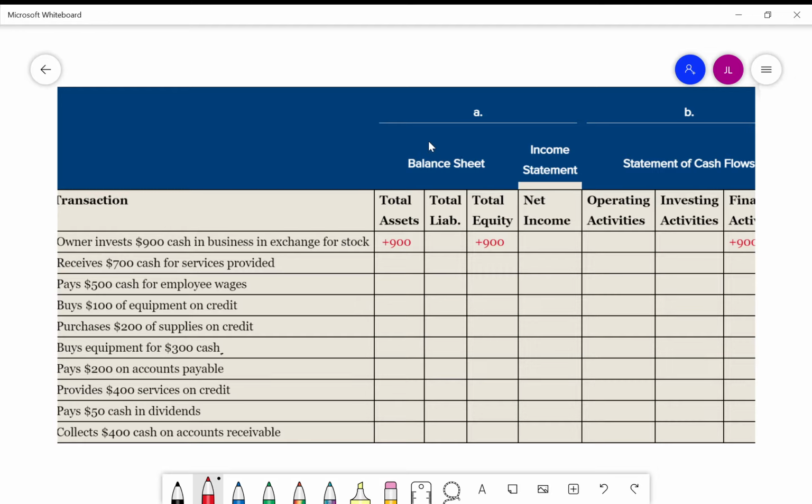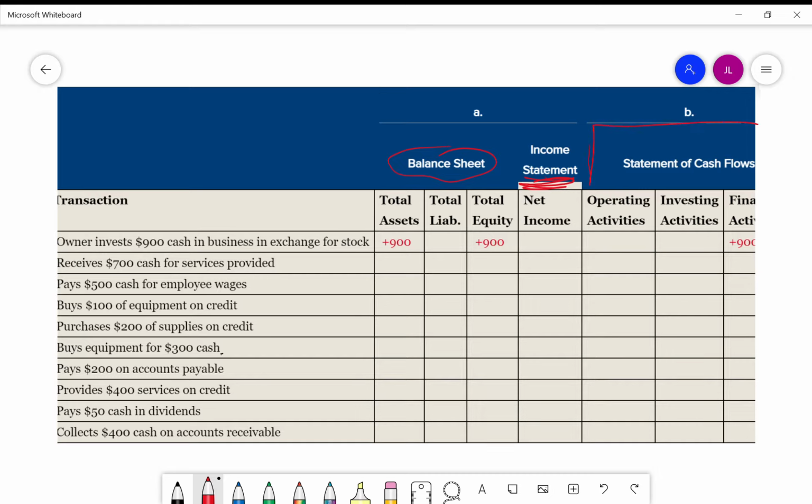So right now, this is a sample from your text. This is 1-1 on the back of the book, problem 1-1. And this is very similar to what you're going to see on your homework. So we'll talk about this a little bit. What we've got here, essentially, we've got items from the balance sheet here. We've got income statement items here, and then over on the right, we've got statement of cash flows.